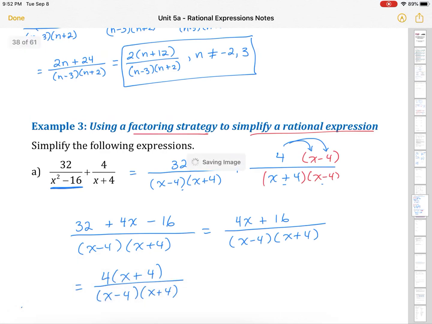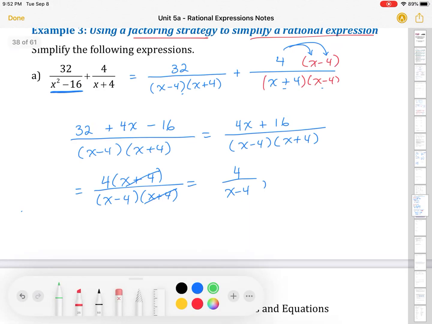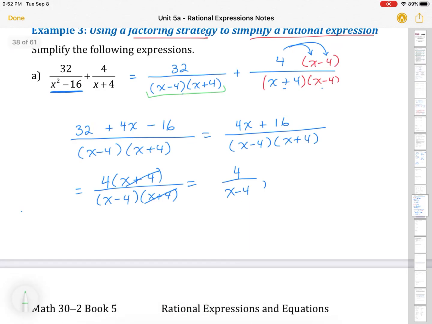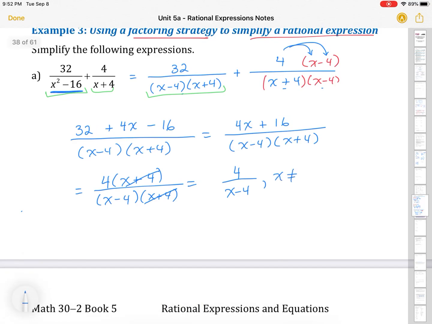And look what happens. x plus 4 and x plus 4 will cancel out because they're factors on the top and the bottom. So I'm left with 4 over x minus 4. Now I didn't figure out my non-permissible values, but let's go take a look up here. Because that encompasses this and this, that's going to tell us our non-permissible values. So x cannot equal minus 4 or 4. There's just the two of them.